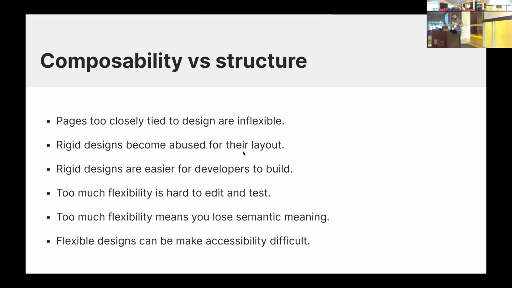Too much flexibility means you'll lose semantic meaning. If I give you a generic page and you just drop in whatever you want, I have no idea how to really tell Google what that is. How do you set up your JSON LD? I can't really give you a lot of custom stuff. I have to start parsing content. And then flexible designs can make accessibility difficult. If you've ever built a site where your components had to be H2s or H3s or H1s, or hero is always an H1, if somebody moves a component that has an H1 below the H2, your whole structure is messed up. So you have to really think about the structure of your components as you're setting them up.